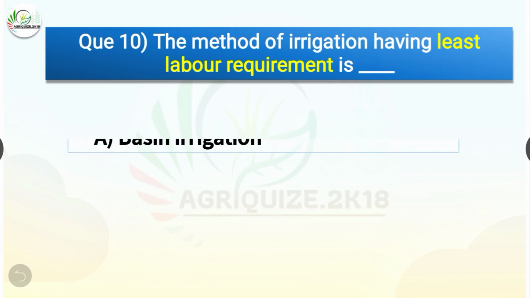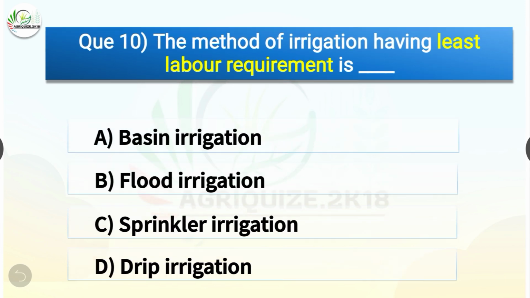Question number 10. The method of irrigation having least labor requirement is, the options are basin irrigation, flood irrigation, sprinkler irrigation or drip irrigation. The correct answer is option B, flood irrigation. So the method of irrigation having least labor requirement is flood irrigation.